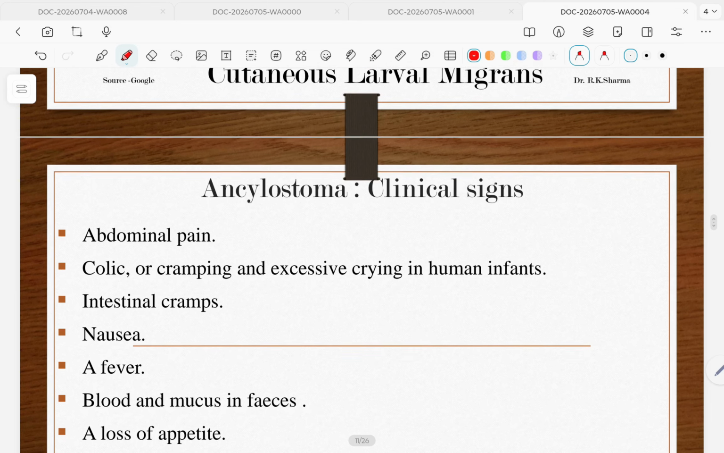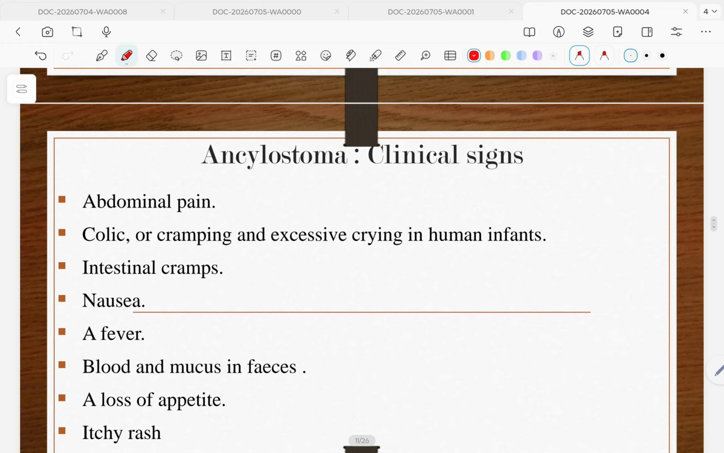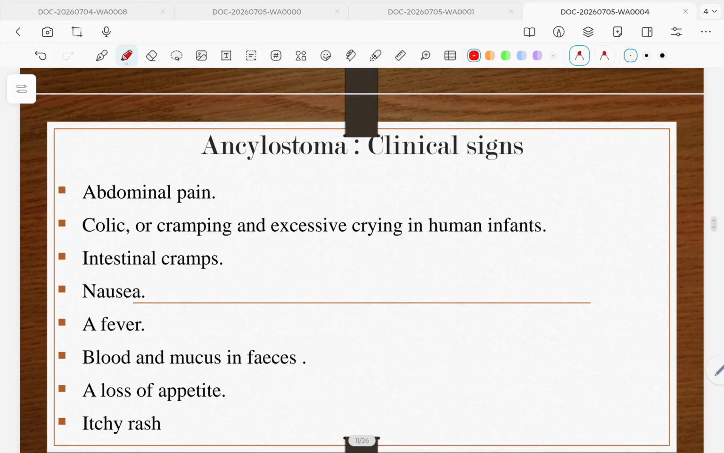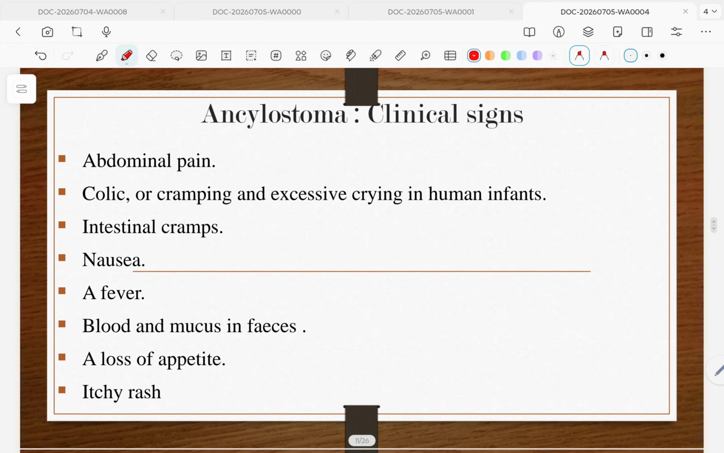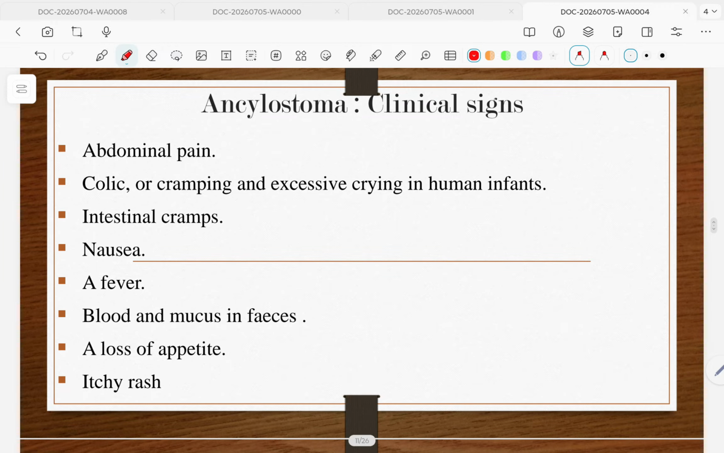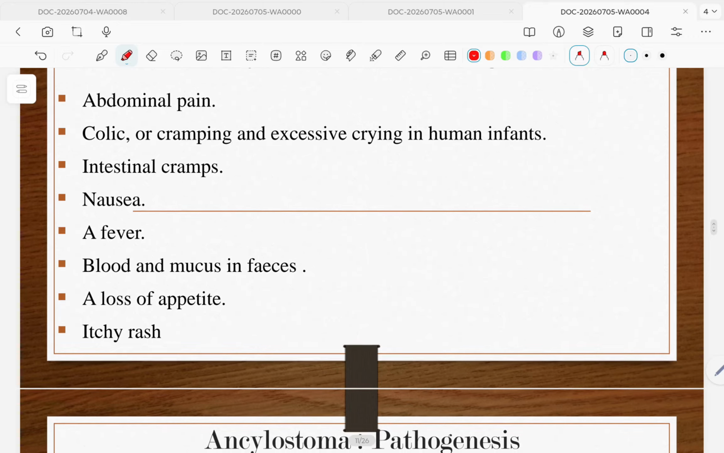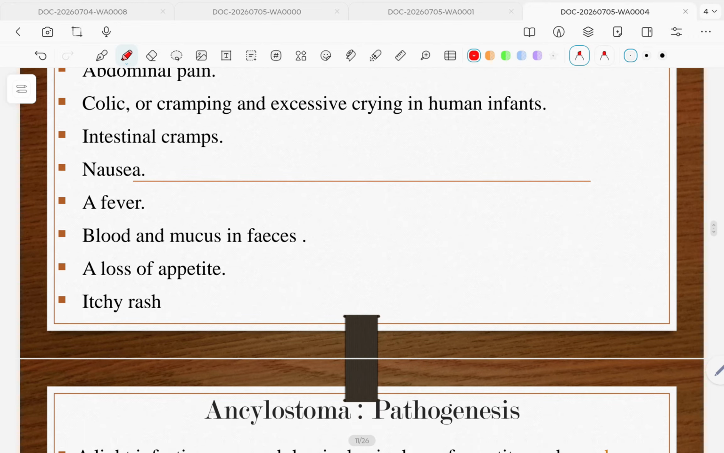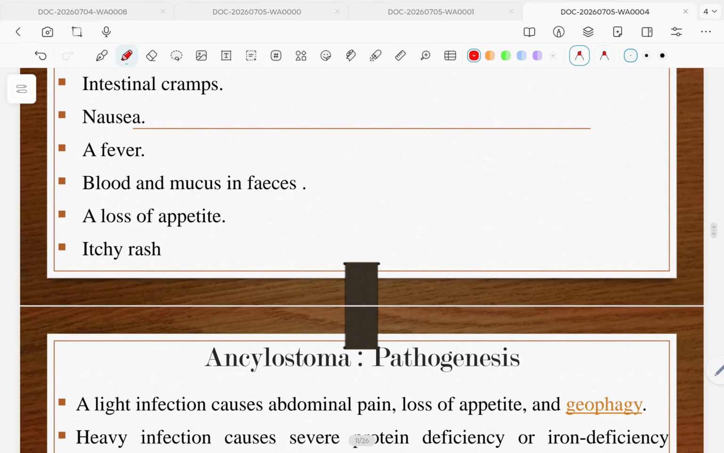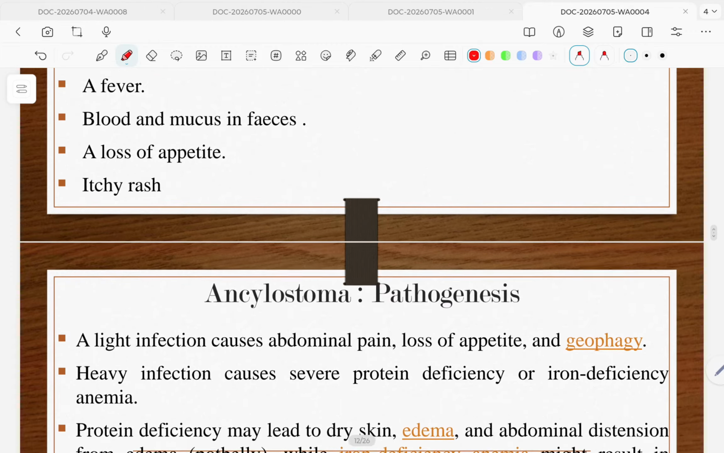Clinical signs. Ancylostoma clinical signs: abdominal pain, colic or cramping, and excessive crying in human infants. Intestinal cramps, nausea, fever, blood and mucus in feces, loss of appetite, and itchy rashes.